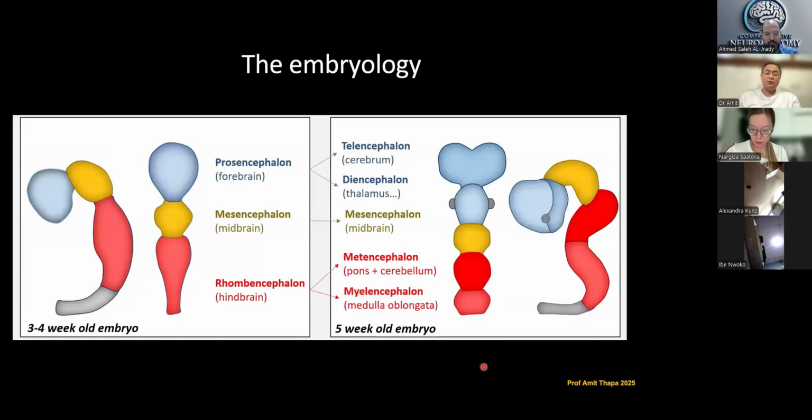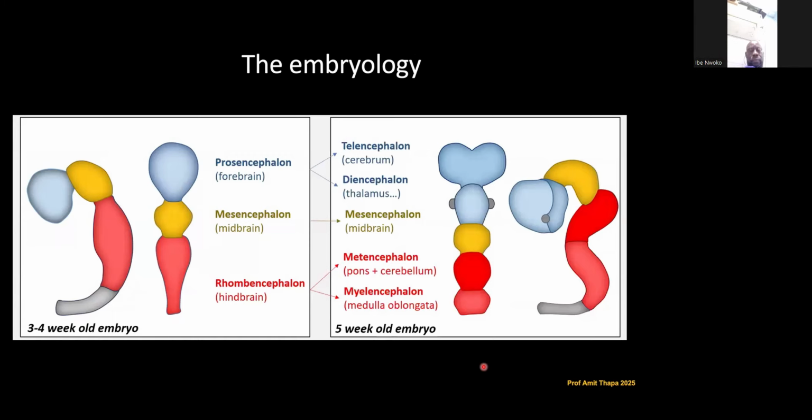Talking about the embryology, when we are a 3 to 4 week old embryo, the 3 brain vesicles, prosencephalon, mesencephalon, and rhombencephalon, divide further. The prosencephalon makes the cerebrum and the thalamus, or the diencephalon. Mesencephalon continues to become the midbrain, and rhombencephalon divides into metencephalon, which makes the pons and the cerebellum.